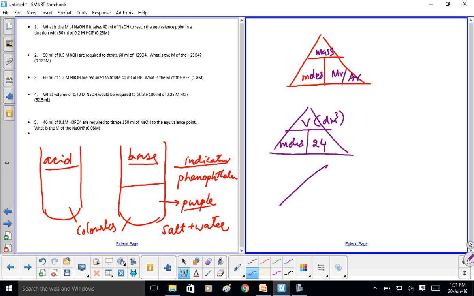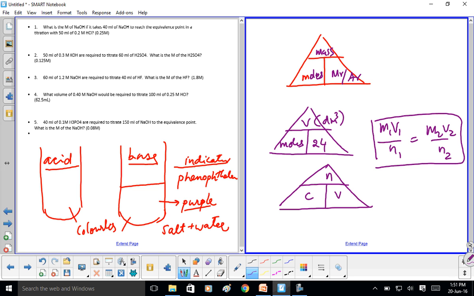Another one we already discussed: C is equal to N by V, concentration is equal to number of moles by volume. And then the last one: M1 V1 by N1 is equal to M2 V2 by N2. These are the formulas. If you remember these formulas, you will definitely be able to solve the questions based on them.